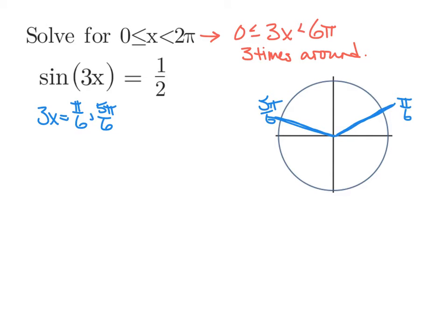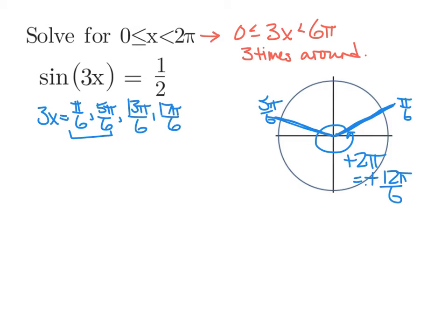But we have to go around the circle 3 times, all right? Which means that for this pi over 6, I need to find the coterminal angle when we go around the circle again. Which means every trip around the circle, I'm going to have to add 2 pi, which is the same as adding 12 pi over 6. So to these two answers, I'm going to add 12 pi over 6 and get 13 pi over 6 and 17 pi over 6. That's the second time around the circle.